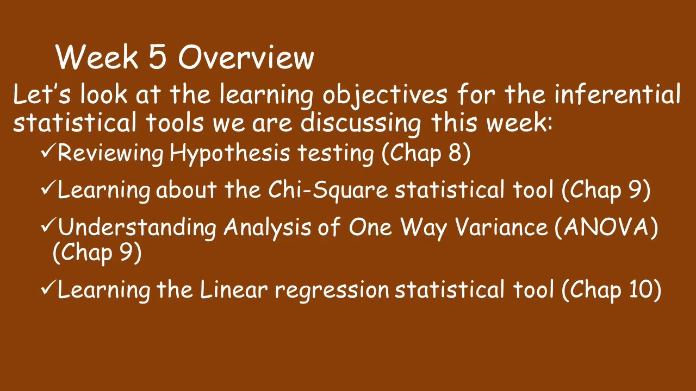But we'll also be looking at chapter 9 and learning how to do the chi-square statistical tool and when to use that. We're going to be looking at understanding the ANOVA, the analysis of one-way variance, in chapter 9 as well. And then chapter 10 is all about linear regression and its statistical tool as well.